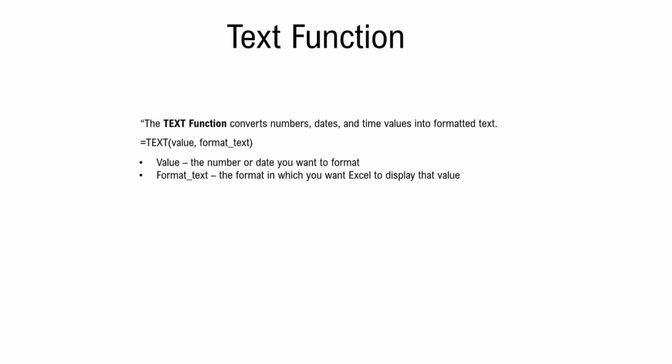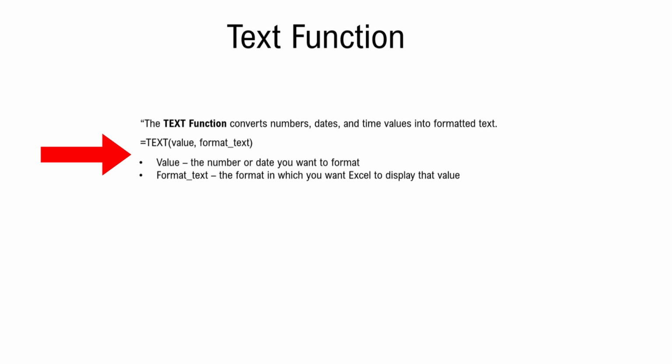The syntax for the TEXT function is very simple. So it is TEXT, and then you need two inputs, value and format_text. Value is the number or date you want to format. Format_text is the format in which you want Excel to display that value.